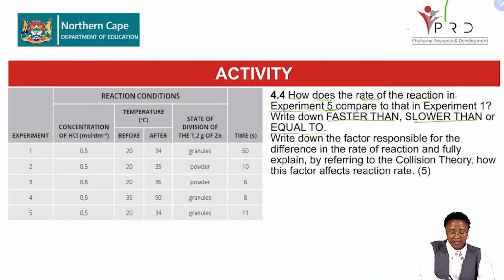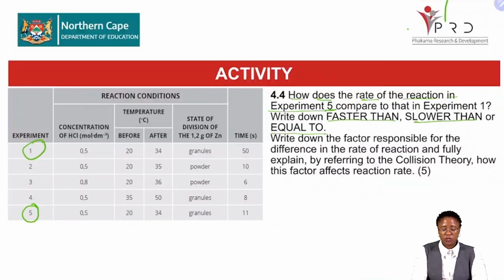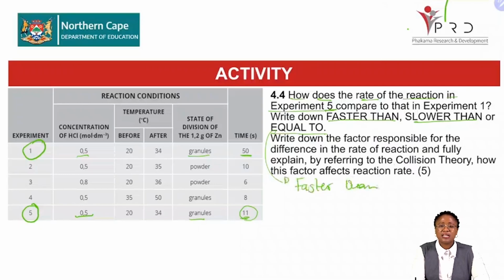All right, let us look at experiment 5 with experiment 1. As we look at experiment 1 with experiment 5, they have the same concentration, they have the same state of division, but the other one is faster. Experiment 5 is actually faster than experiment number 1. So the answer here will be faster than. Why am I answering faster than? Because the question is asking in terms of experiment 5. Will experiment 5 be faster than, slower than, or equal to experiment 1?